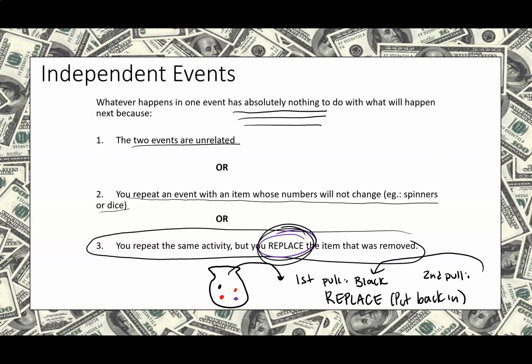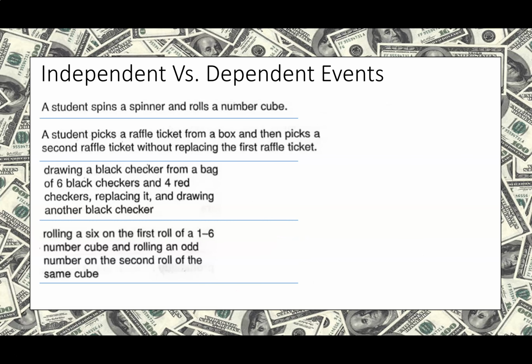Always, if you replace something back into the bag or back into the drawer or back into the box or whatever, that's going to be independent because you've put it back in. All right, pause this video and go through each one and try to figure out, is it independent or dependent? And put an I next to the ones that are independent and D that are dependent.